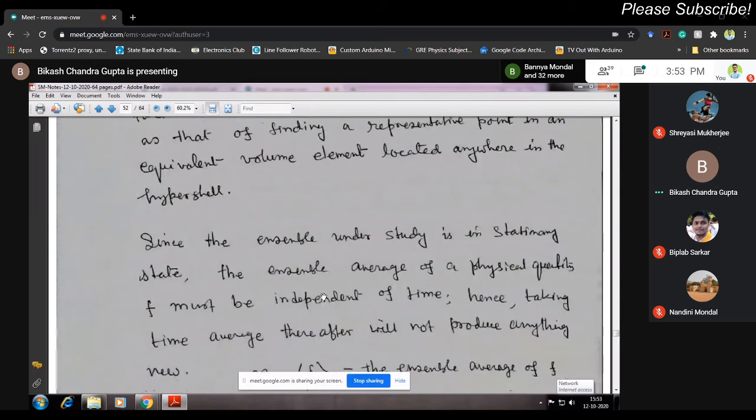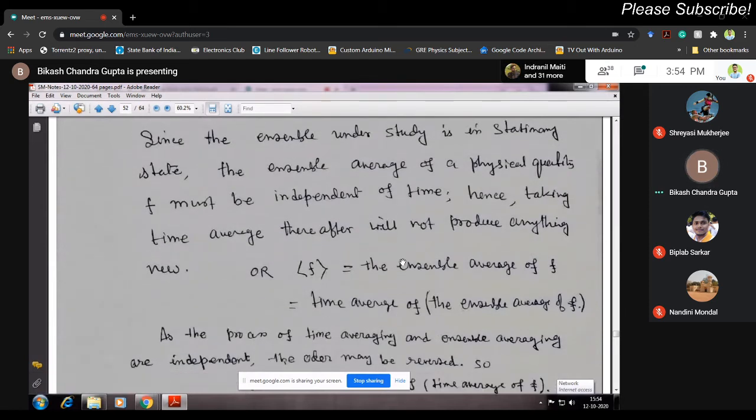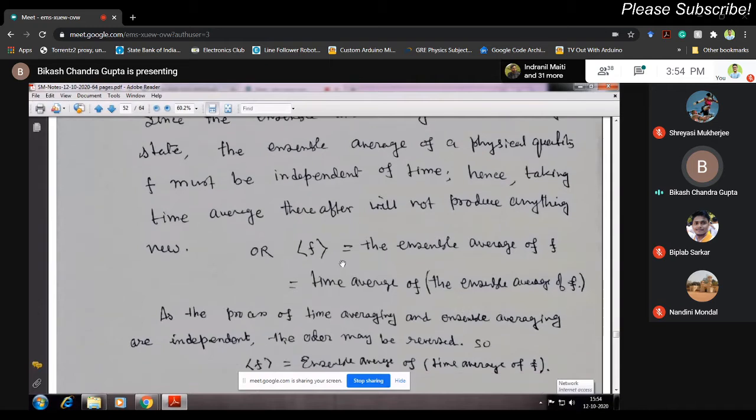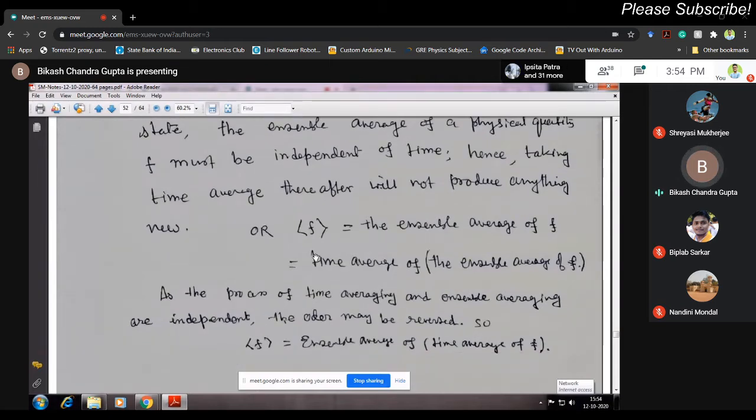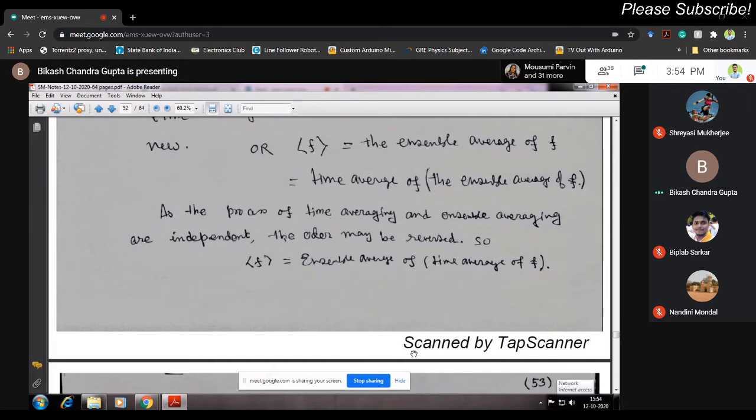Okay. Now, since the ensemble under study is in the stationary state, the ensemble average of a physical quantity f must be independent of time, as I said. Hence, taking the time average thereafter will not produce anything new. We have also discussed all these things, just a kind of repetition. F average is the ensemble average of F, which is the time average of the ensemble average of F. These are the same, and as the processes of time averaging and ensemble averaging are independent, the order could be interchanged. So, ensemble average of the time average, and so on.